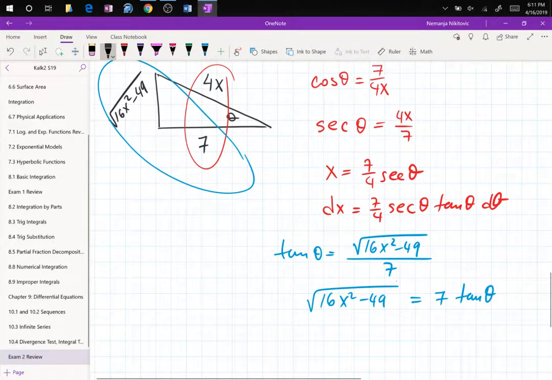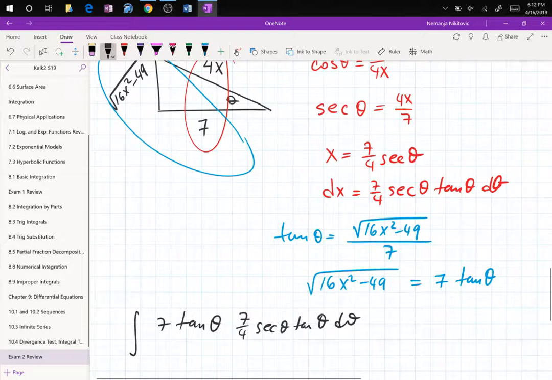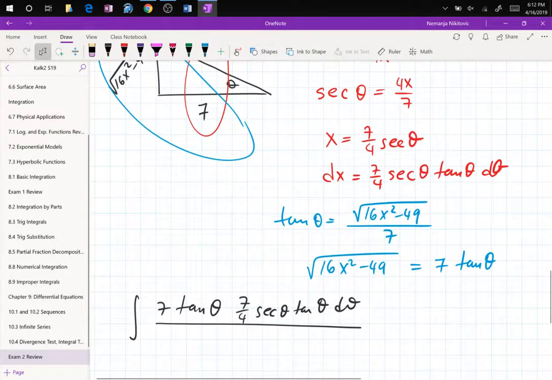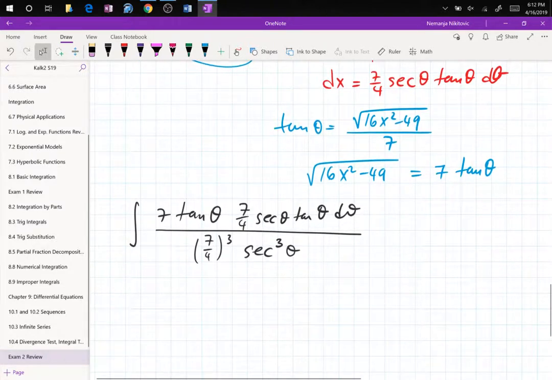So now we go and we replace all of these in our integral. Instead of the square root, which is in the numerator, we have 7 tangent theta. Instead of dx, we have 7/4 secant theta tangent theta d theta divided by x cubed. So that's going to be 7/4 cubed secant cubed theta. We simplify, and you can cancel out the secant, and then you only have 2 on the bottom.